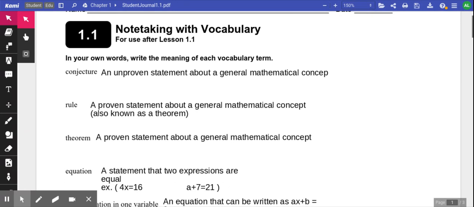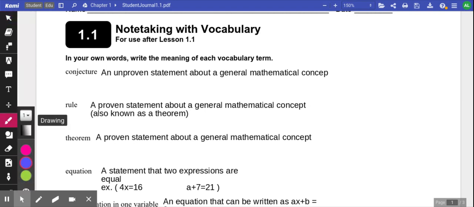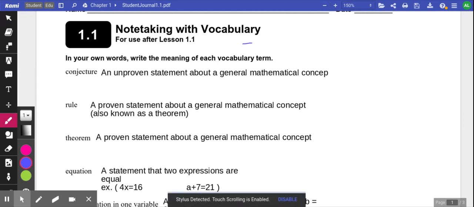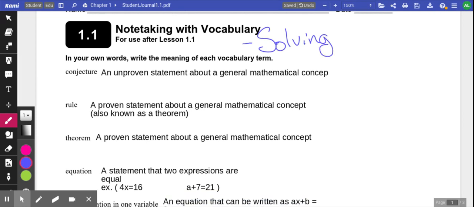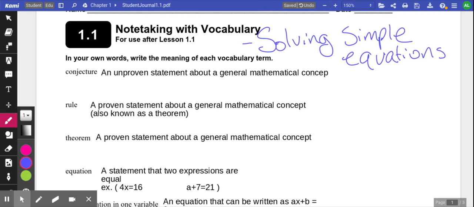All right, so I would take a minute. You should probably pause the video and get some of this vocabulary down. Right here, I would just title this Solving Simple Equations, because that's what the title of 1.1 is. Okay, so solving simple equations. You may need to pause this really quickly so you can get these vocabulary terms down.